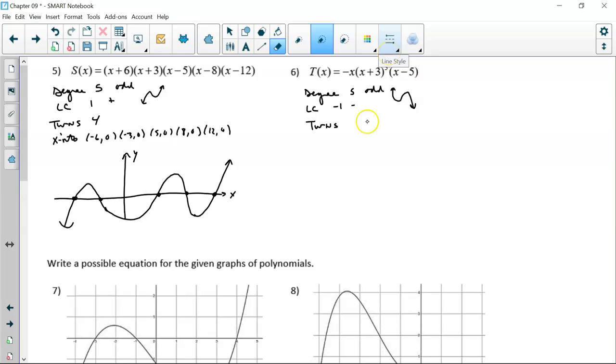Now for the turns, 5 minus 1 is 4. So that's the maximum. There's not going to be exactly 4 turns always, but that's the most we can have. In fact, we're going to have a few less because of the repeats.